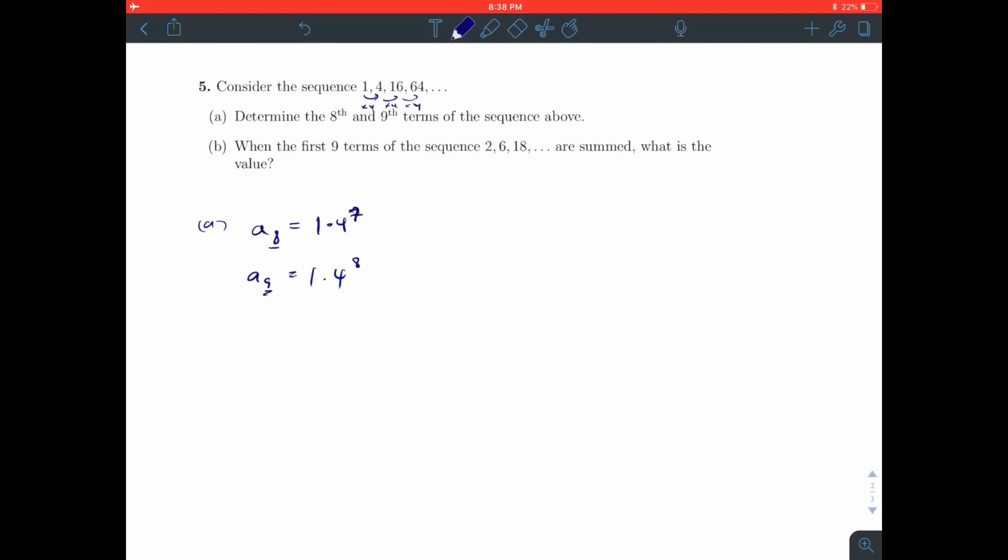So I wish I had my calculator on me. Let's see, I'm going to quickly run to my phone and use that. All right, sorry for the delay here. 4 to the 7th power is not something that I can do in my head, but using the calculator, we've got 16,384.